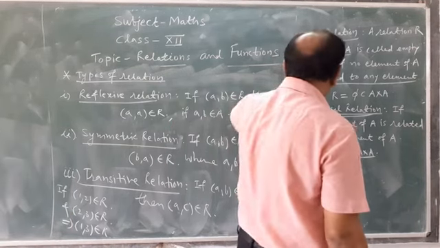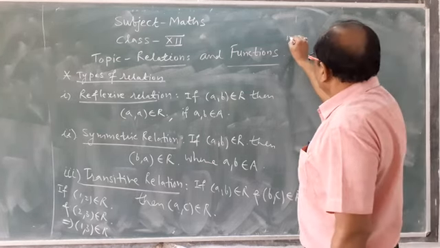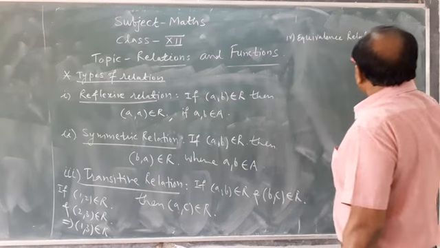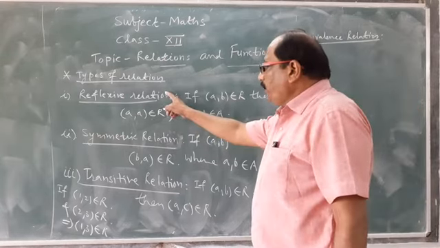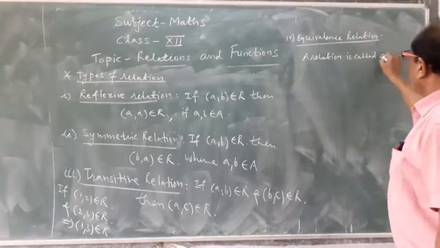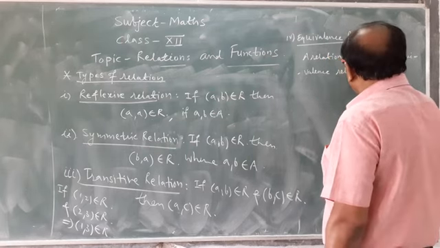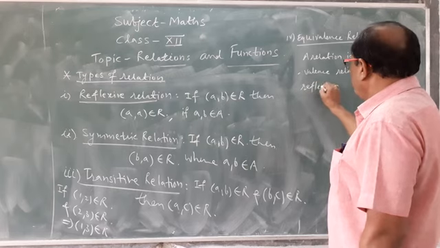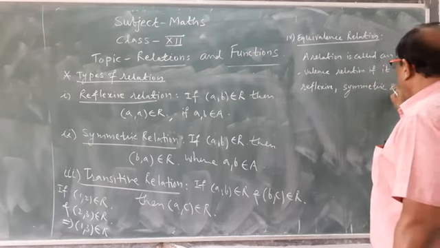Then next one is equivalence relation. Equivalence relation means a relation is called an equivalence relation if it is reflexive, symmetric and transitive.